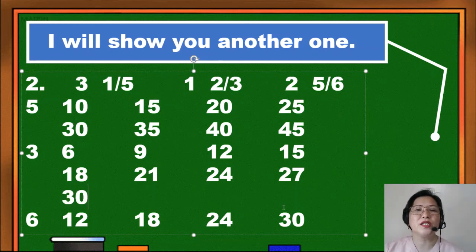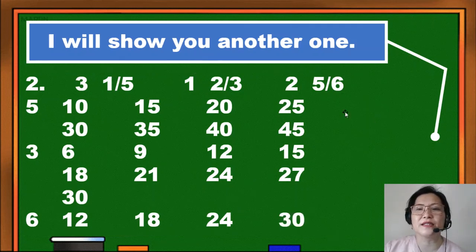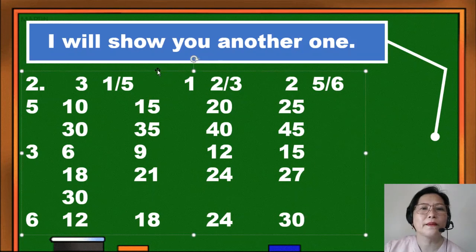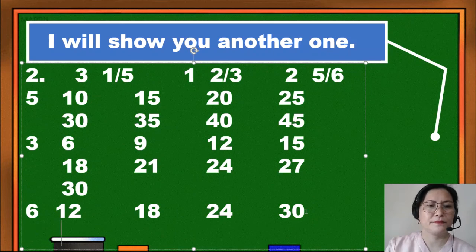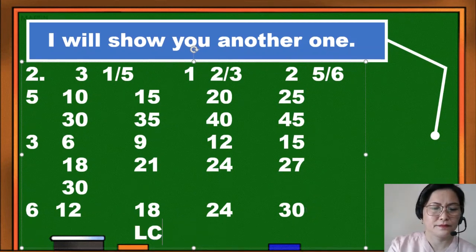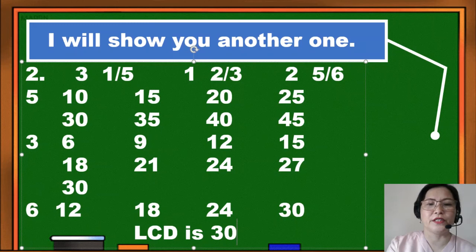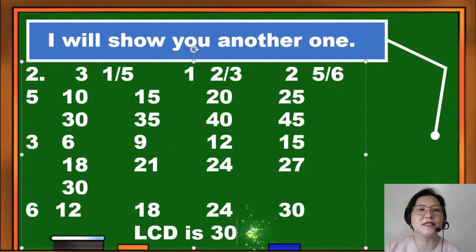So, can you see now a common multiple? Yes. And what is that? Very good. That is 30. So, the LCD of 3 and 1/5, 1 and 2/3, and 2 and 5/6 is 30. That is the LCD.